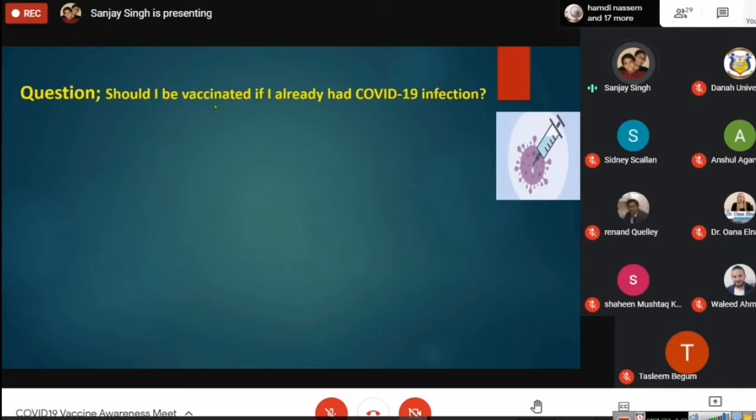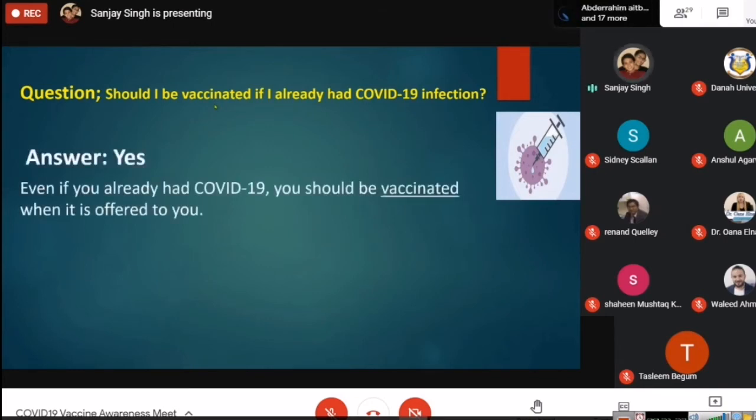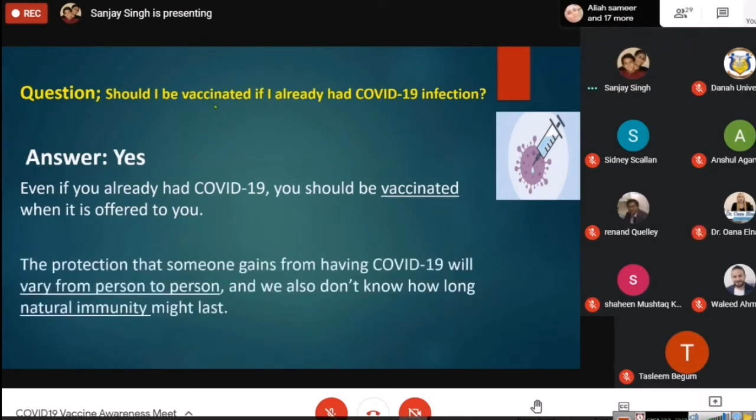Should I be vaccinated if I already had a COVID-19 infection previously? The answer is yes. Even if you already had a COVID-19 infection, you should be vaccinated when it is offered to you. The protection that somebody gains from having COVID-19 infection will vary from person to person. And we also do not know how long the natural immunity might last.